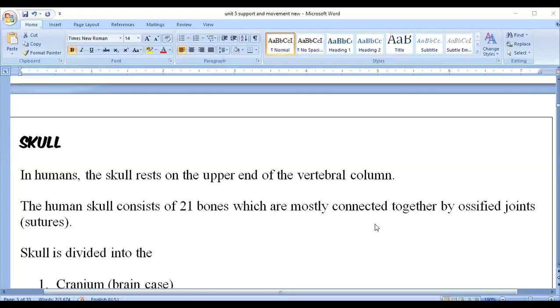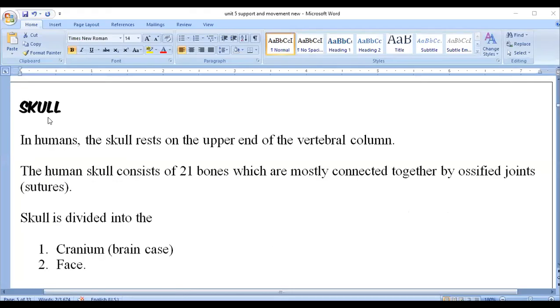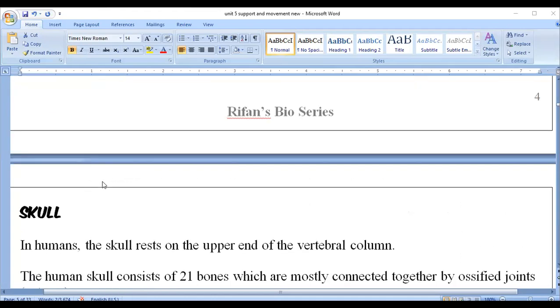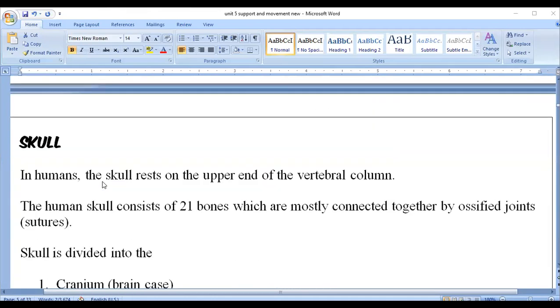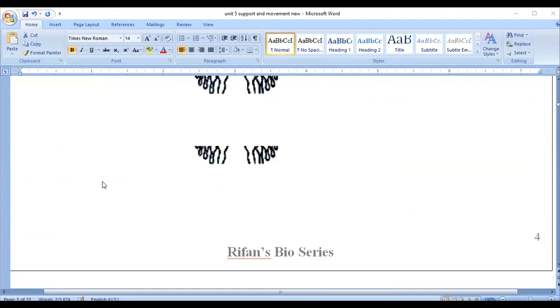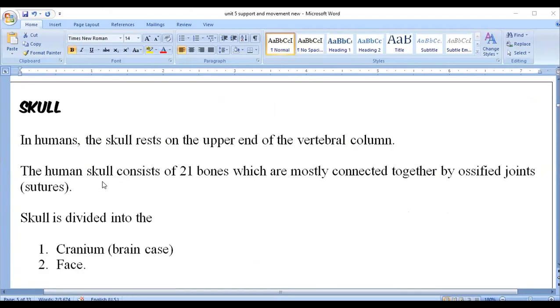Human skeletal system. There are two basic types of skeletal system. One we call axial skeleton, the other one we call appendicular skeleton. In the human skeleton, there are two types of skeleton: one is the axial skeleton, the other is the appendicular skeleton.